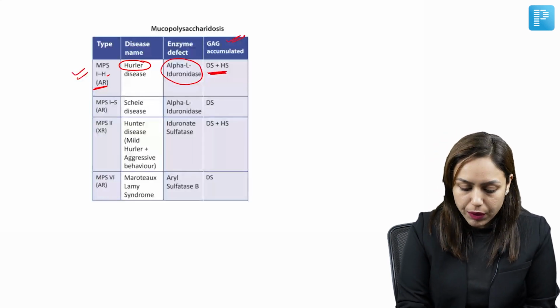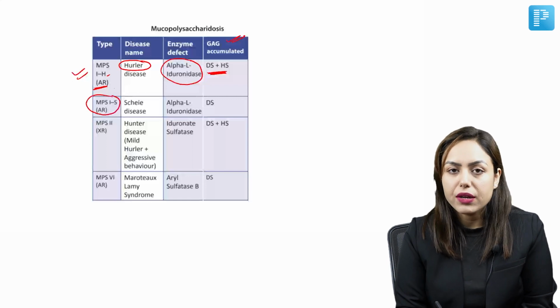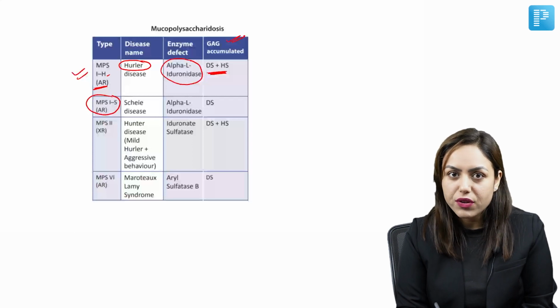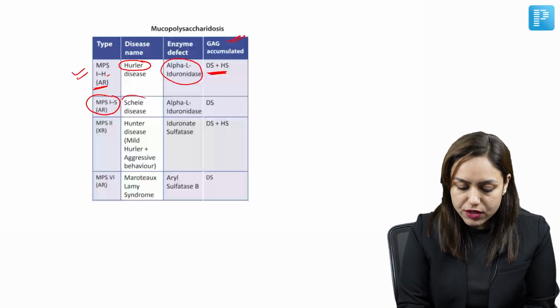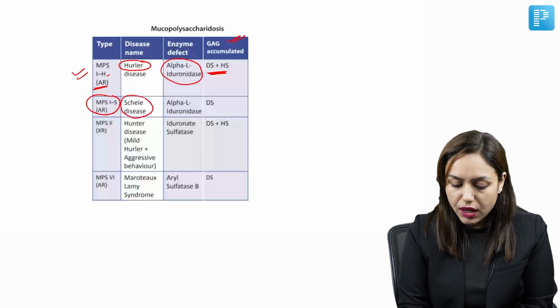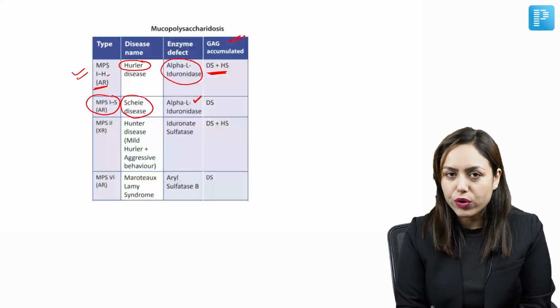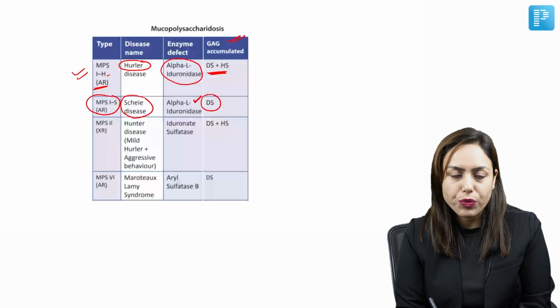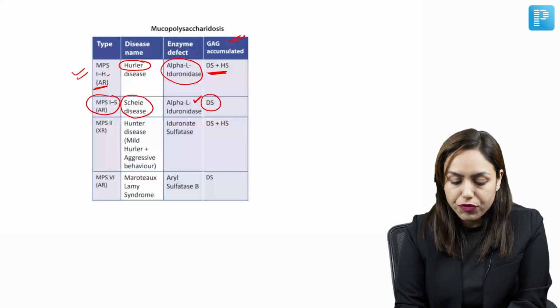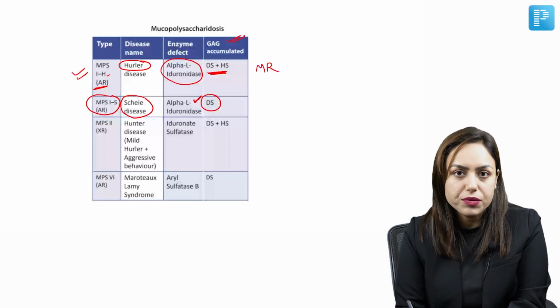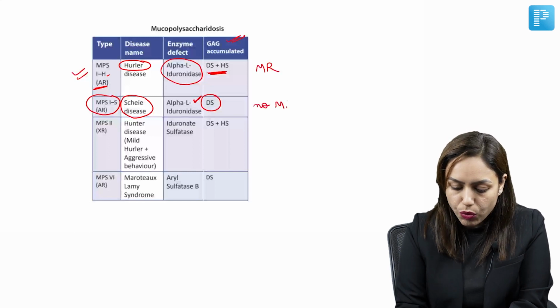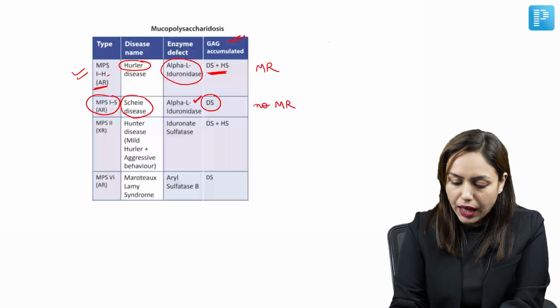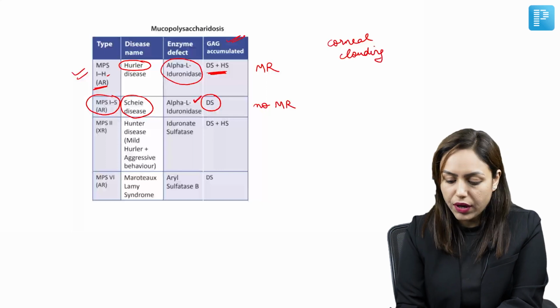Then another subtype of type 1 is type 1S, that is also autosomal recessive. Most of the mucopolysaccharidosis are autosomal recessive, right? Now this S stands for Scheie disease. Here also the same enzyme, alpha L iduronidase, as in type 1. And here only dermatan sulfate is accumulated. Okay. Due to heparan sulfate, patients have mental retardation. So in type 1S, there is no mental retardation. Okay. And corneal clouding occurs in all the mucopolysaccharidosis, right?